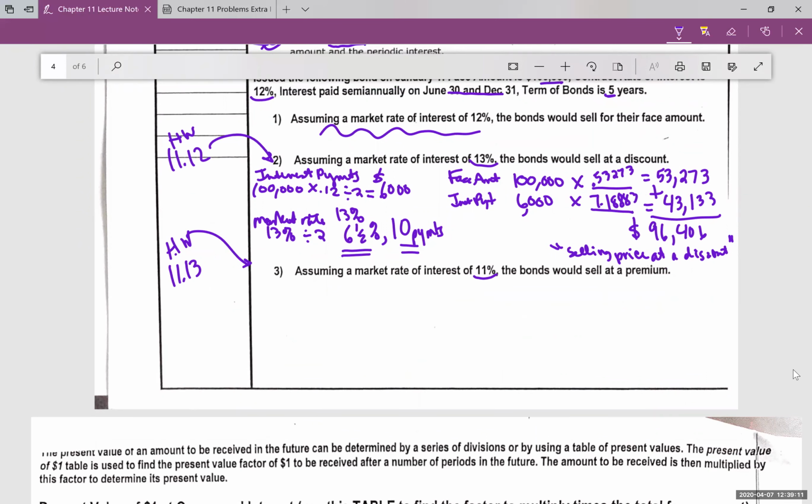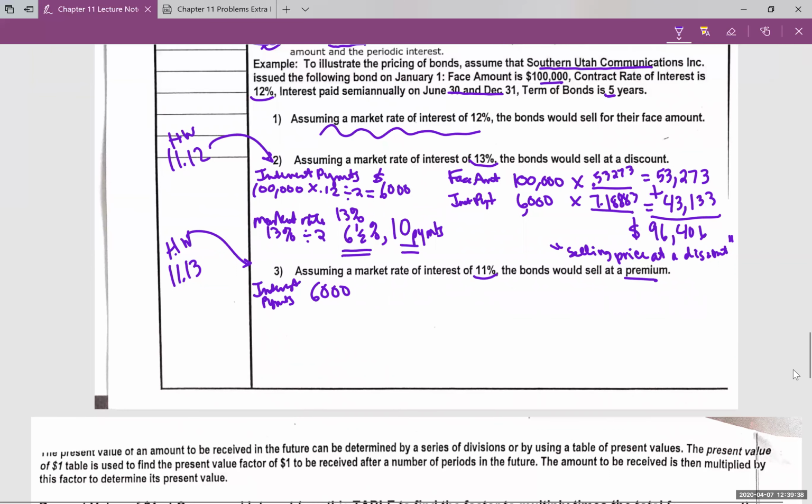assuming a market rate of 11%, the bonds would sell at a premium. This correlates to 11.13. So once again, let's calculate how much those interest payments are going to be. It's going to be the same because we calculated off the contract amount, and we already calculated it, $6,000. And the contract rate, the face amount of this thing, is still 100,000.